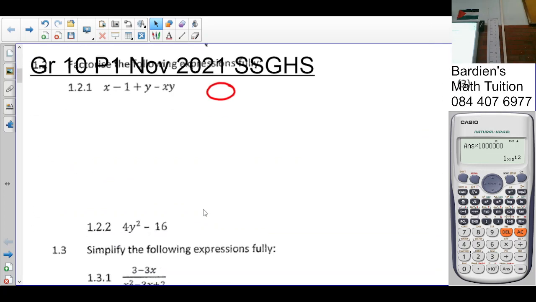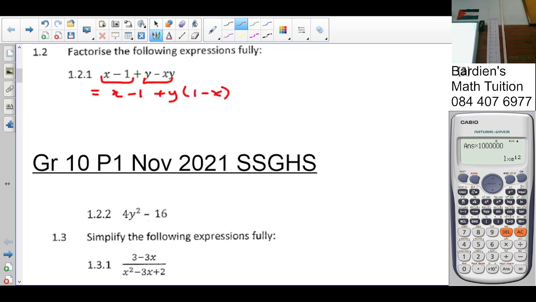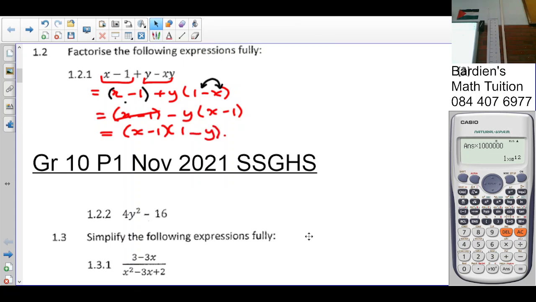The next question says, factorize the following expression fully. So if we look at the first two terms, nothing can factorize here. However, the next two terms we can have y as a common factor, so it's 1 minus x. I put a bracket around here, I don't change the value of anything. So what I do now is swap that around to make it look the same as the first bracket. We swap that around and a negative comes out. So it's negative y into x minus 1. We then have x minus 1 as a common factor. If I take that out, I'm left with 1 minus.